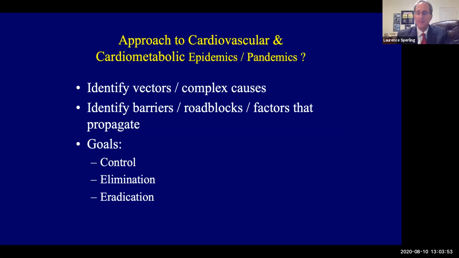So let's go back to epidemics and pandemics, remembering that cardiovascular disease is a global epidemic. And so in order to address these epidemics of cardiovascular disease, cardiometabolic risk, obesity, and diabetes, we need to identify the vectors and causes, identify barriers, roadblocks, and factors that propagate them. And our ultimate goal should be, just like with any other epidemic, control, elimination, and eventually eradication. The next slide.